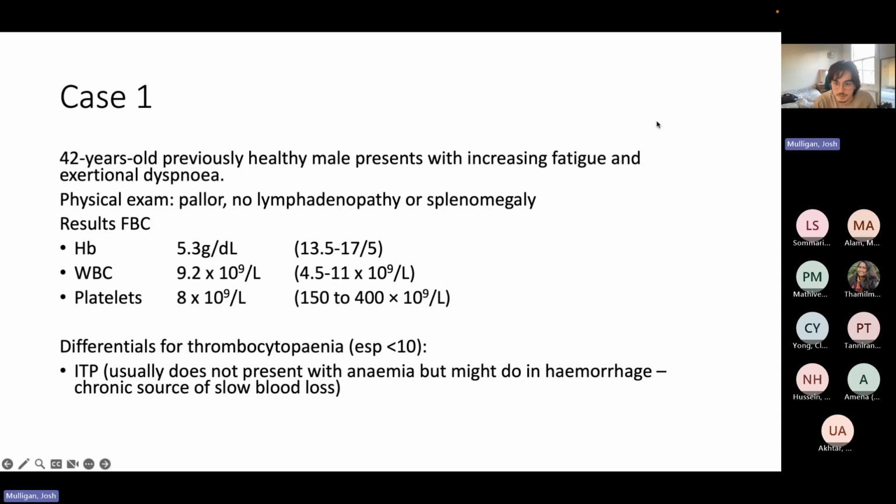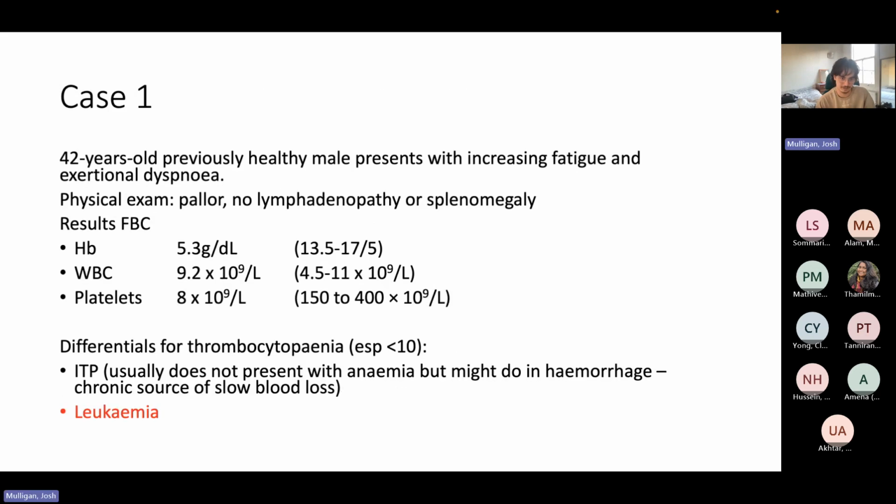Yeah, so immune thrombocytopenia, but you wouldn't really expect an anemia here. So leukemia. Now, it's interesting, it's leukemia, but probably not lymphoma, because we don't have any lymphadenopathy and we don't have any splenomegaly. So that lymphoid system and all of that lymph tissue isn't affected.